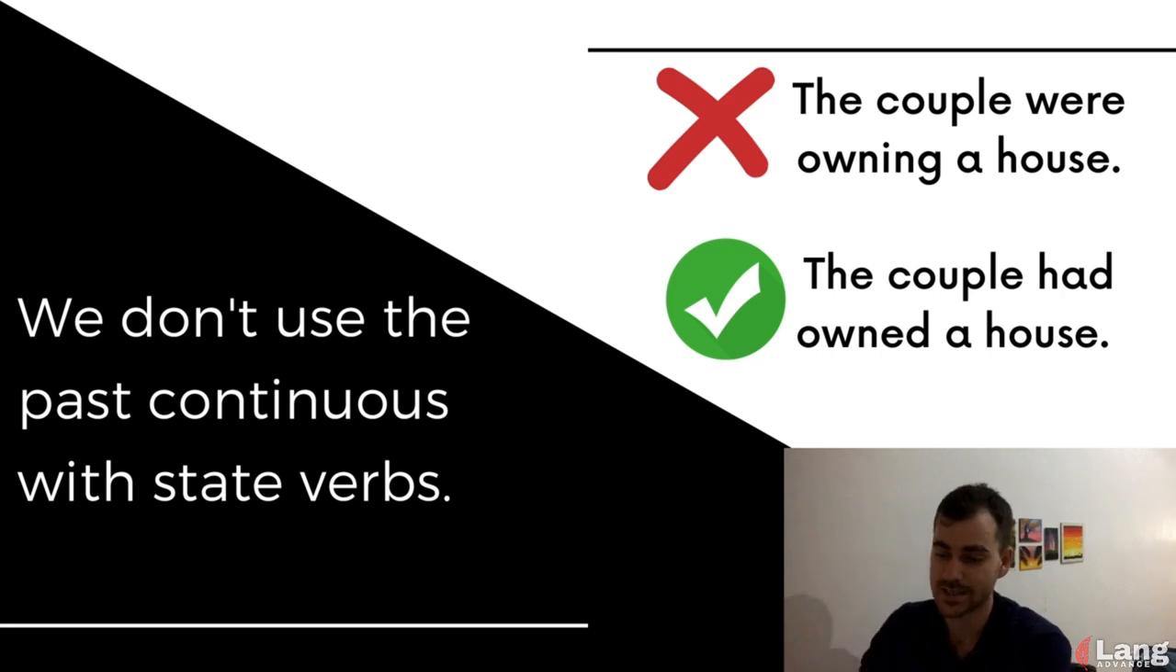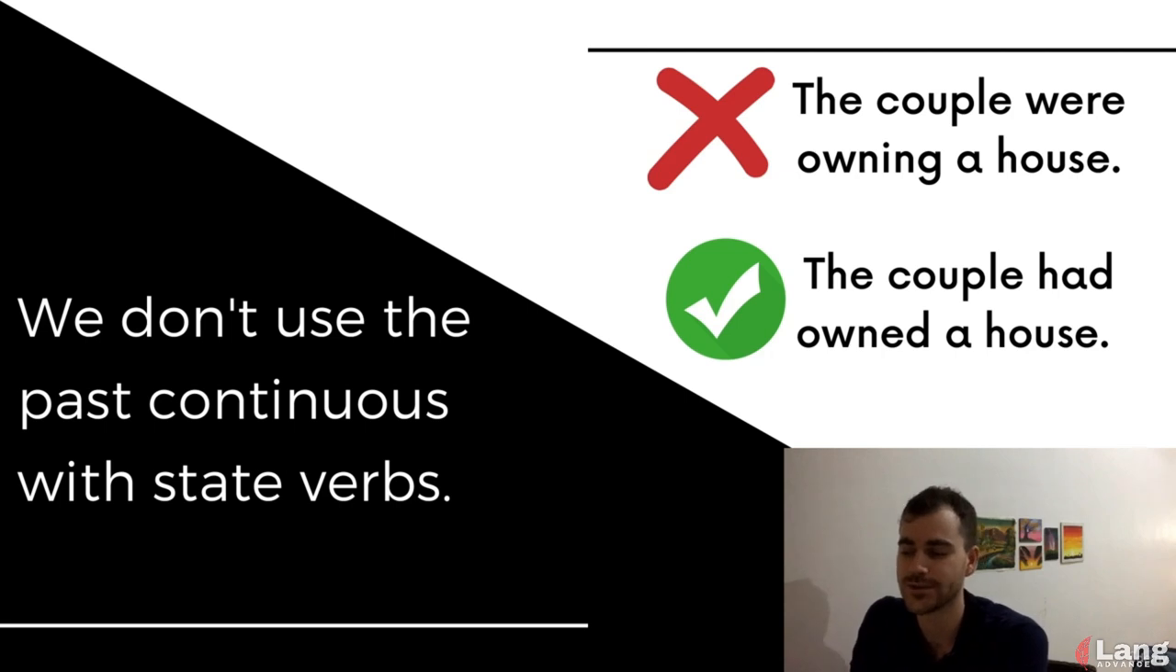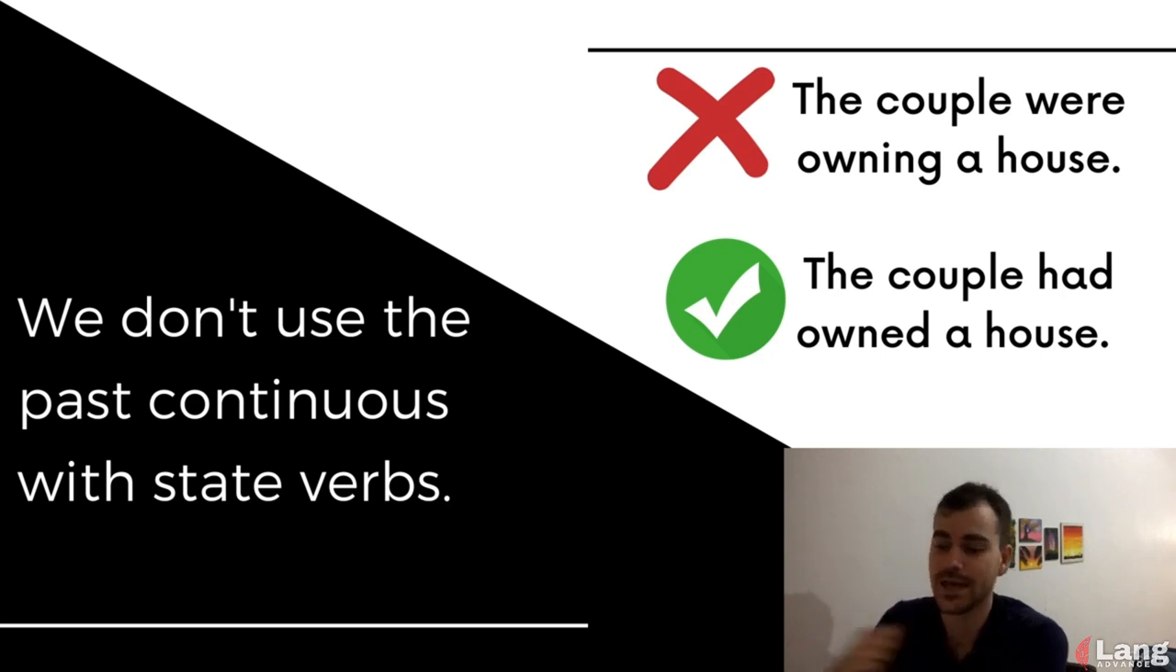We don't use past continuous with state verbs. Here's an example. The couple were owning a house. Does that sound right to you? The couple were owning a house? No. The couple had owned a house. So with state verbs, the continuous tense doesn't really make sense. I covered state verbs in some of the other lessons, but basically, state verbs are verbs which describe a state of being. They don't describe an action. That's the end of the advanced rules for past continuous.